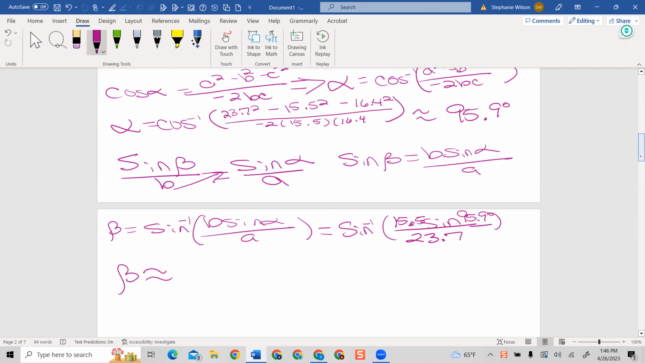make sure you're in inverse. You use inverse for the sine, and you're in degrees. And I get 40.6 degrees. And then we could look at, let's scroll back up here.